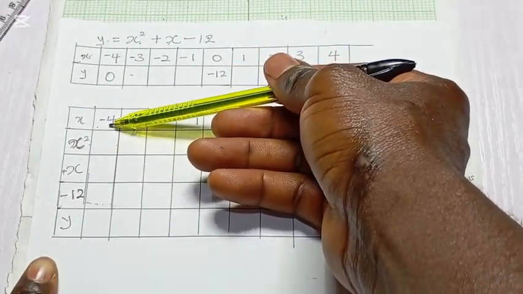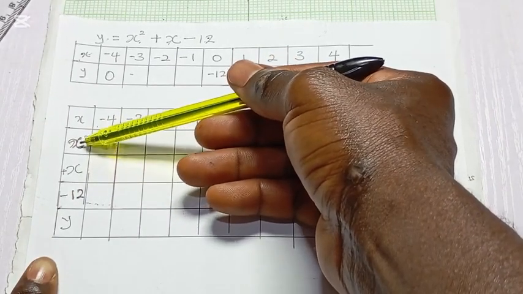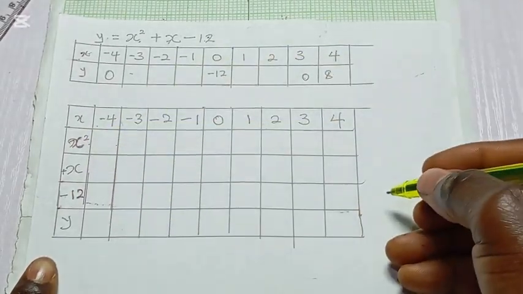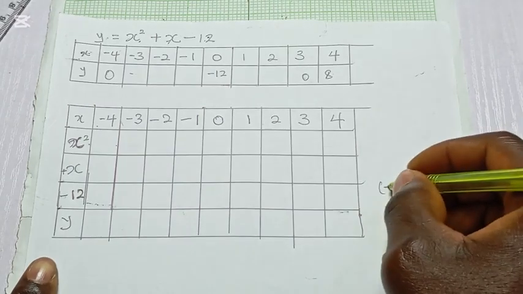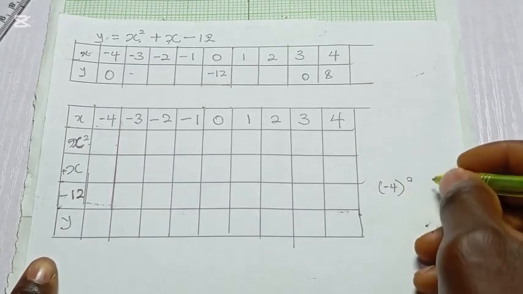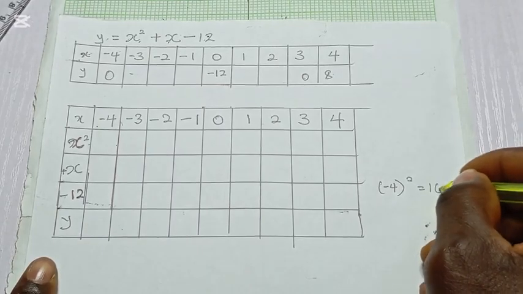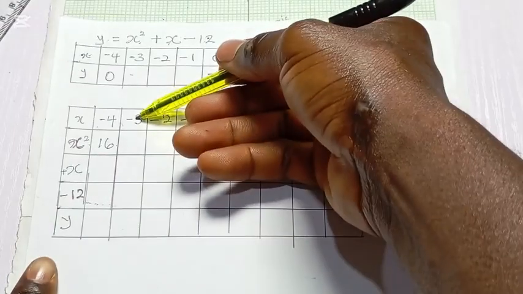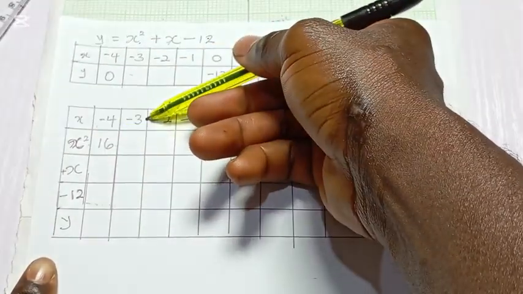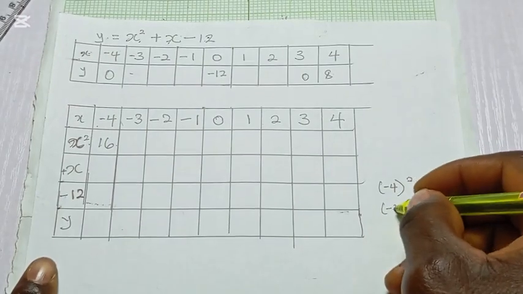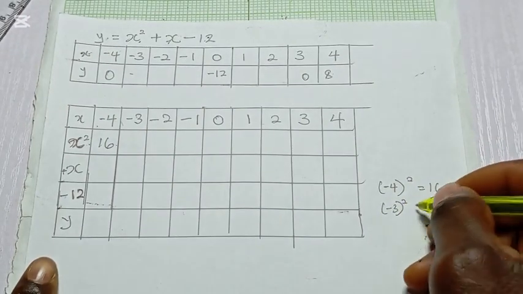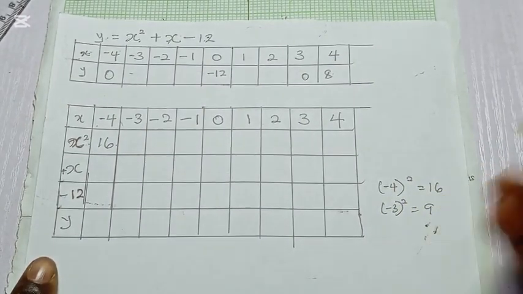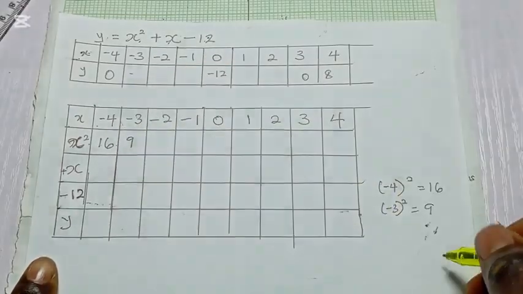The value of x here is minus 4. So here it says x squared. That is to say, what I'm going to have is minus 4 all squared. And minus 4 all squared, that gives 16. So this is 16. Again here, says x squared. So when x is minus 3, that becomes minus 3 all squared. Minus 3 all squared, that gives 9. So I'm going to have 9 here.